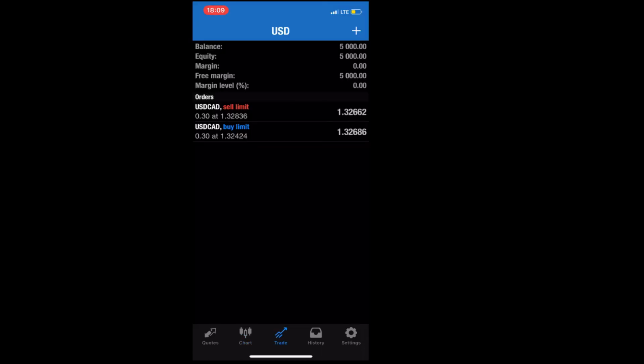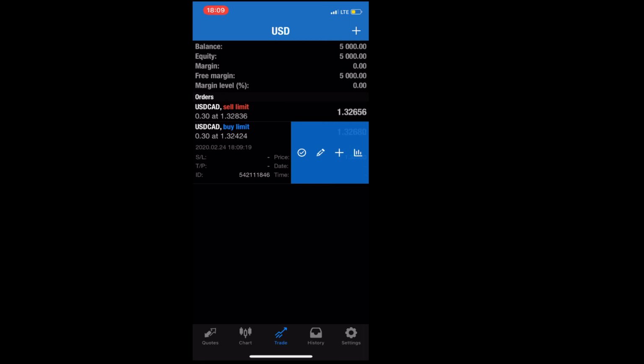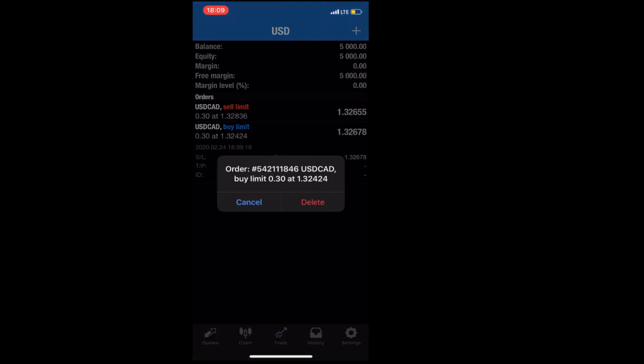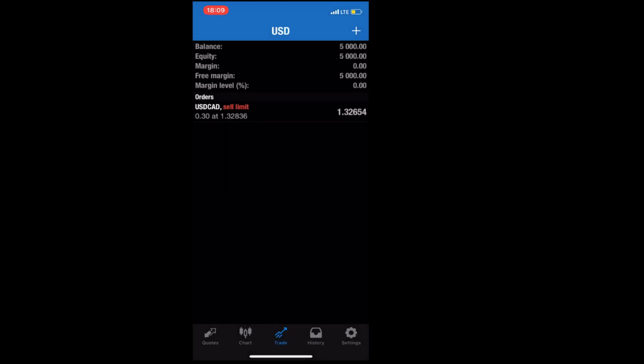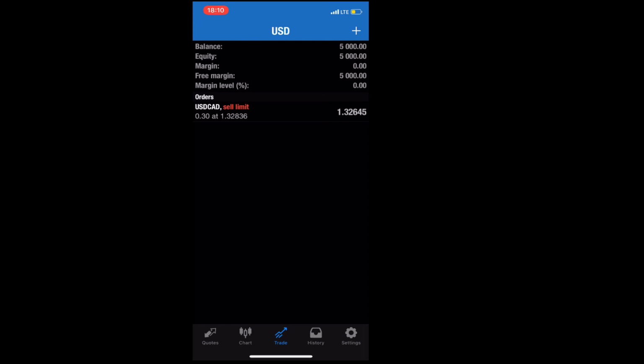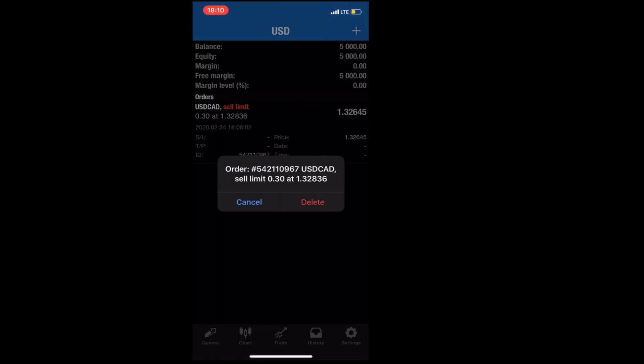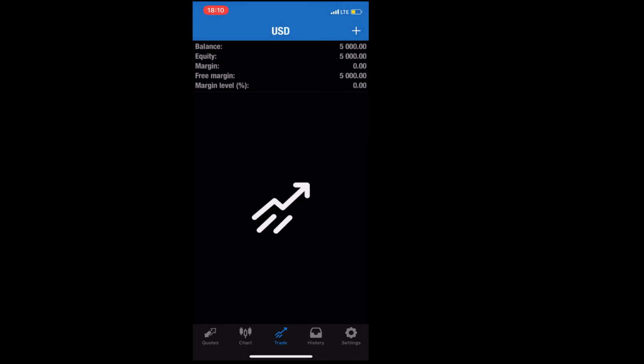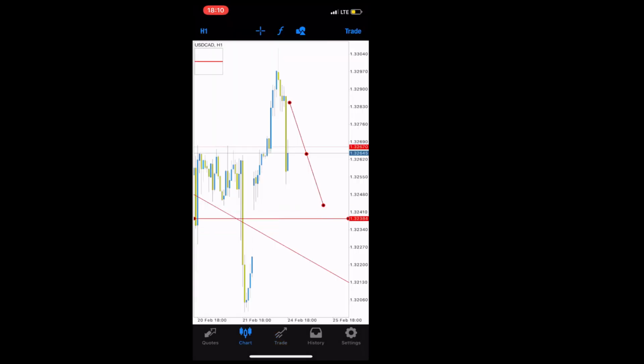If you want to delete them, you can just click on it, or swipe to the left side, click the tick icon, then delete the order. Simple. Now you'll notice that the buy limit order is gone and the sell limit is still there. If you want to delete this order, you can just do the same. Delete. Done.